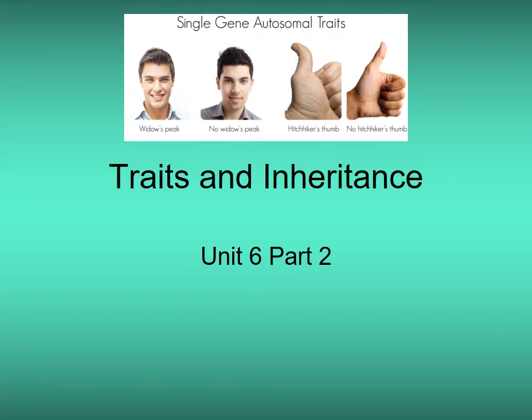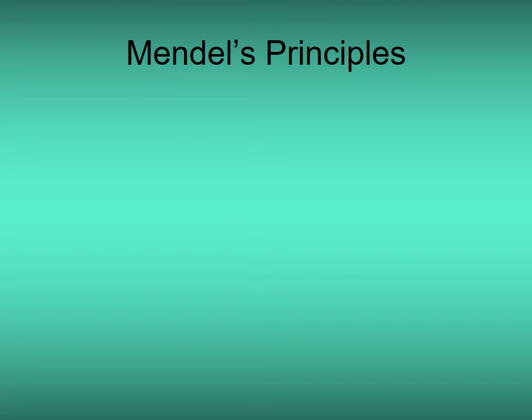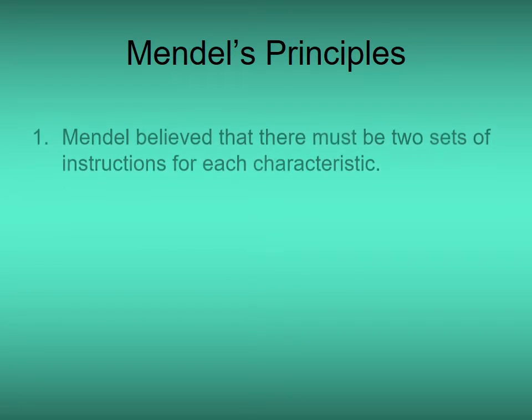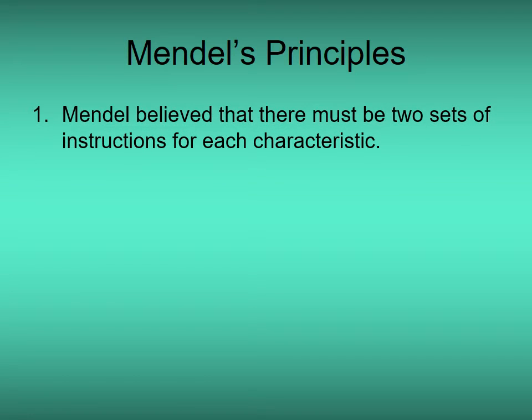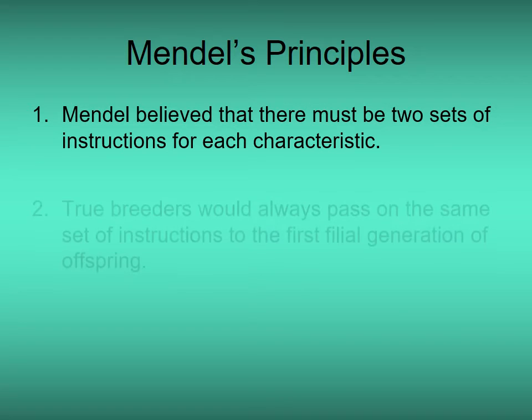Continuing our exploration of heredity and genetics, this is going to be Unit 6, Part 2, Traits and Inheritance. Mendel's principles. Mendel believed that there must be two sets of instructions for each characteristic. This was his final conclusion after all of his work with peas.